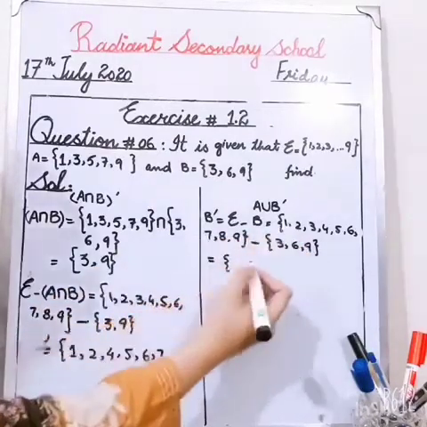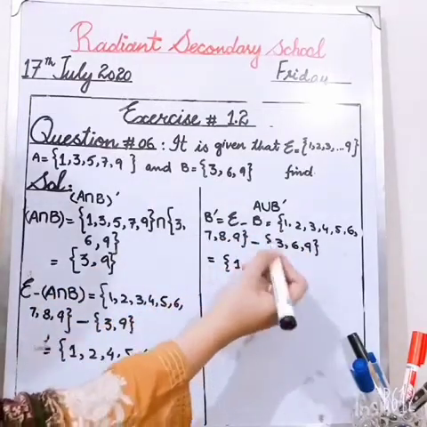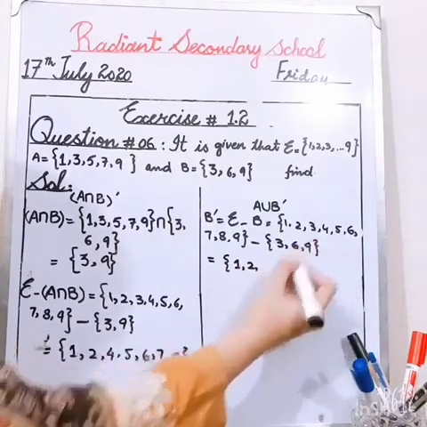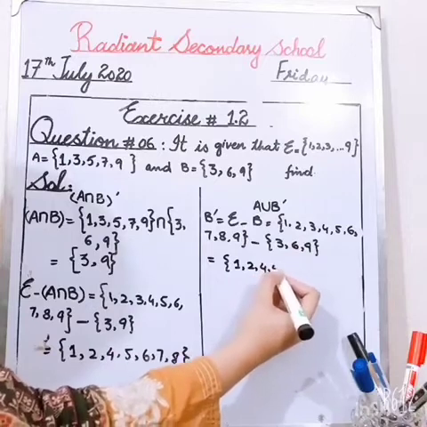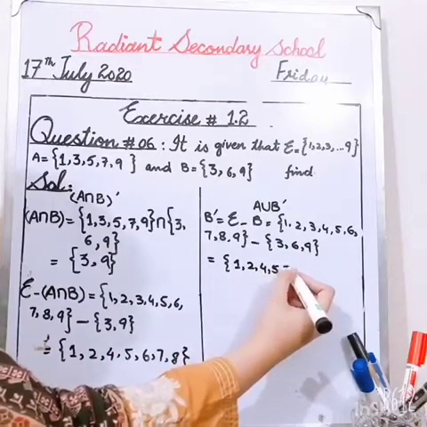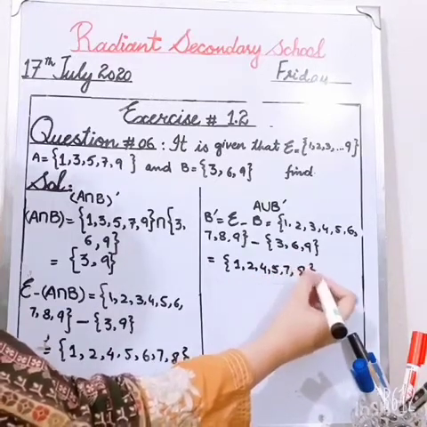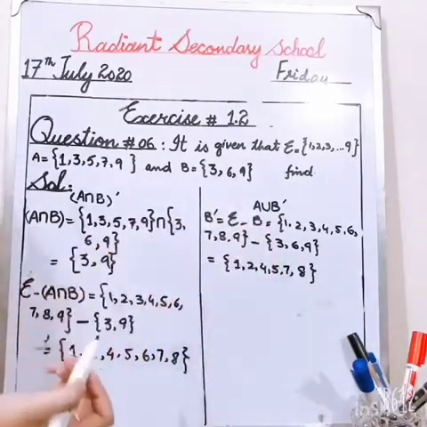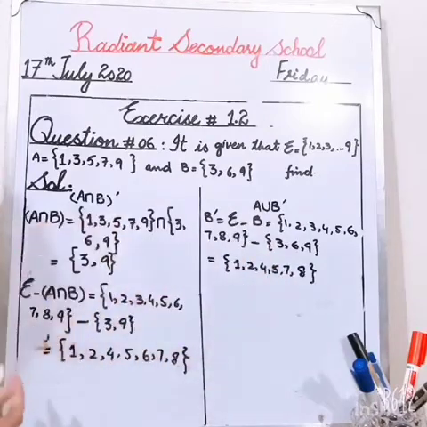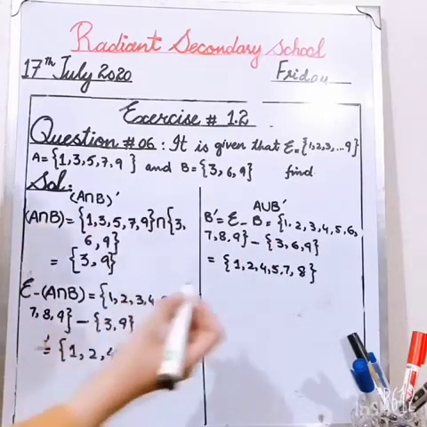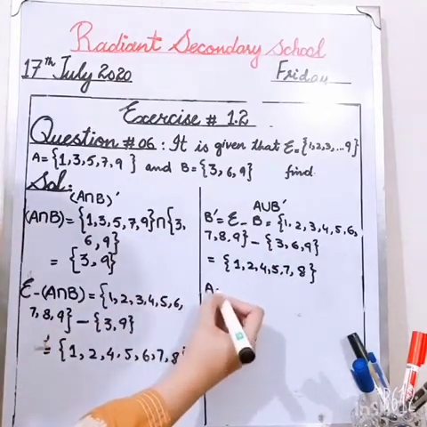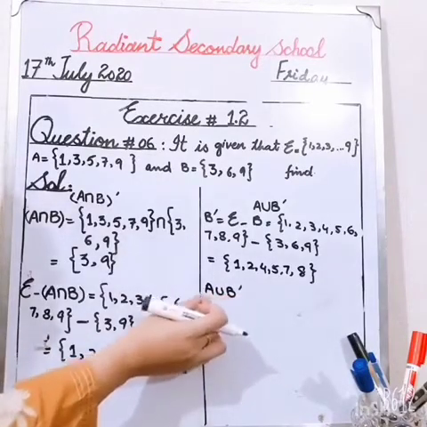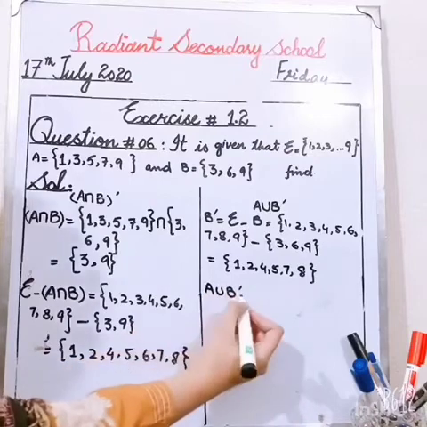So 1 is present in the first set, not in the second set, we write 1. Similarly 2, 4, 5, 7, 8. So these are all those elements which are present in the first set but not in the second set. So we'll write all of those elements. Now we have to find A union B complement, means the union between A and the answer of B complement.